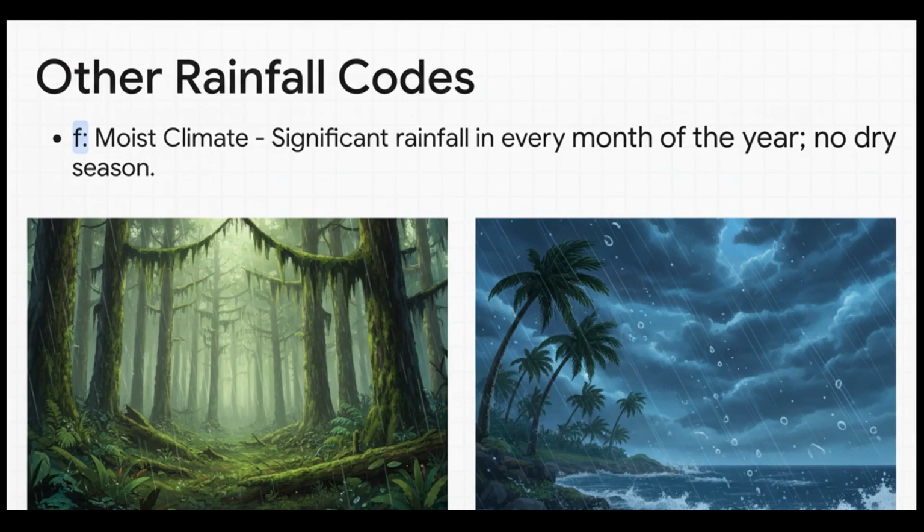Okay, 2 more to round things out. If you see an F, that means it's fully moist. Rain pretty much all year round, no real dry season. But M is special. That's for monsoon. You might get a short dry season, but then, bam, it's just completely overwhelmed by these incredibly heavy, drenching rains.